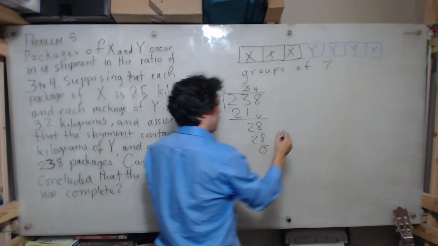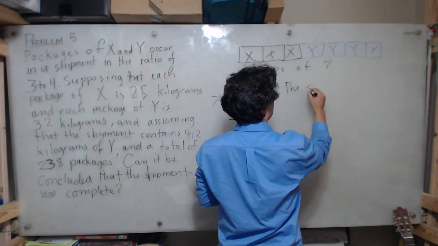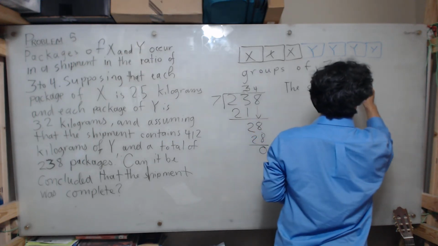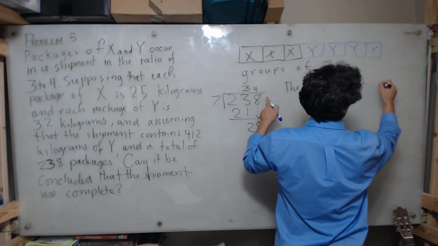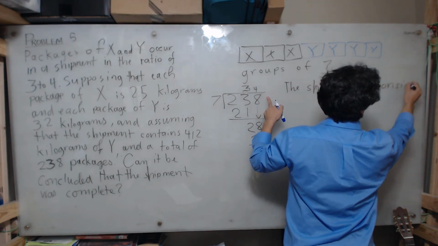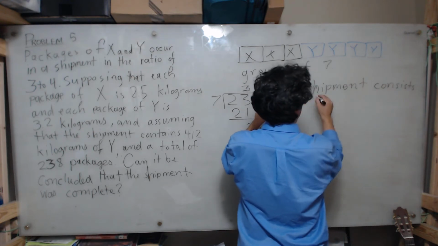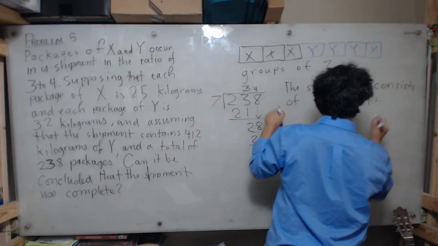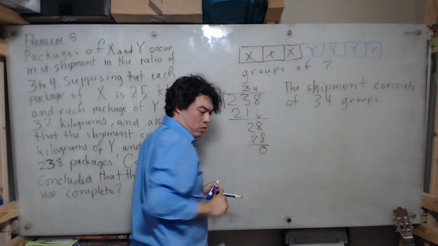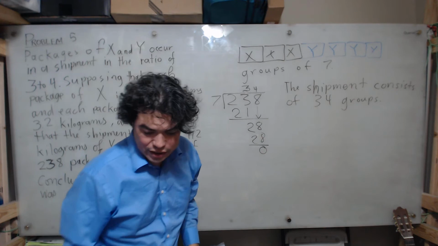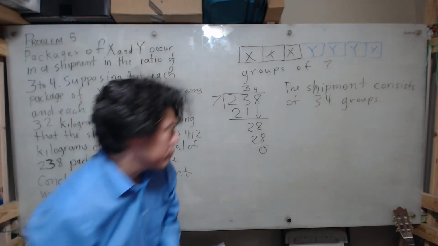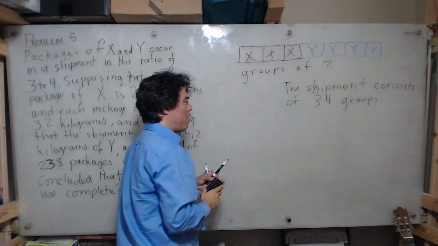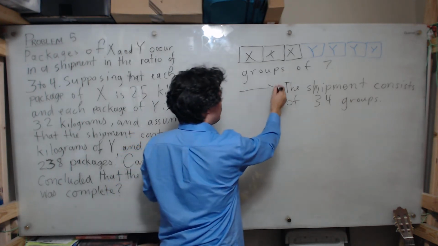So we can see the shipment consists of 34 groups. Okay? So now we can start to see how we're going to solve this problem.